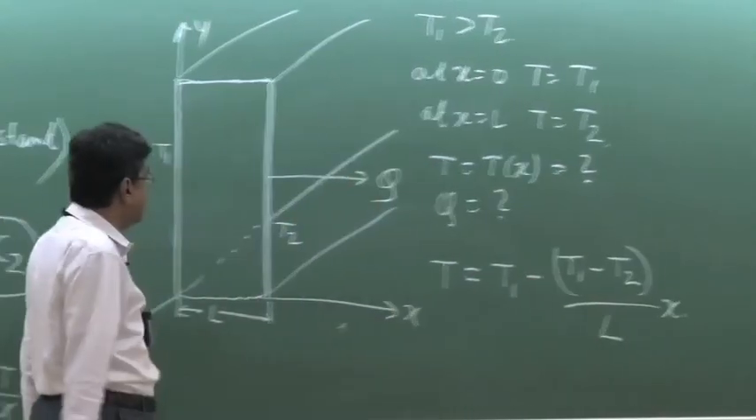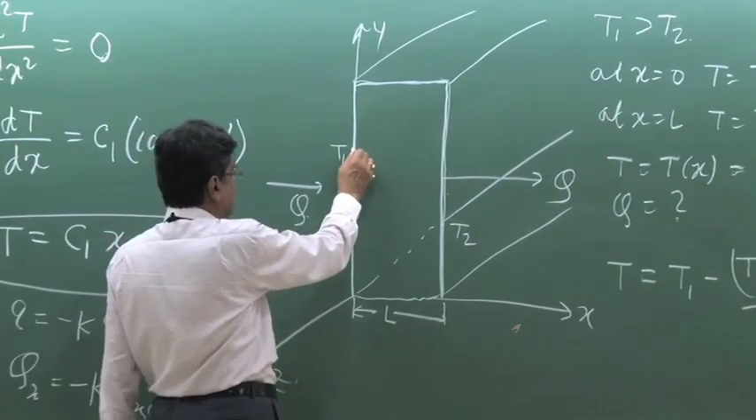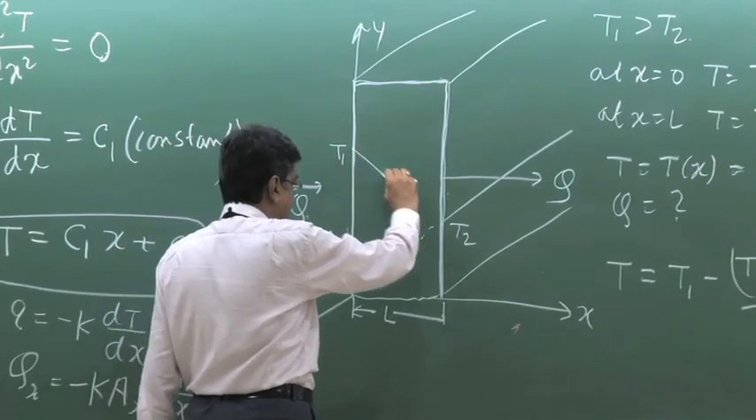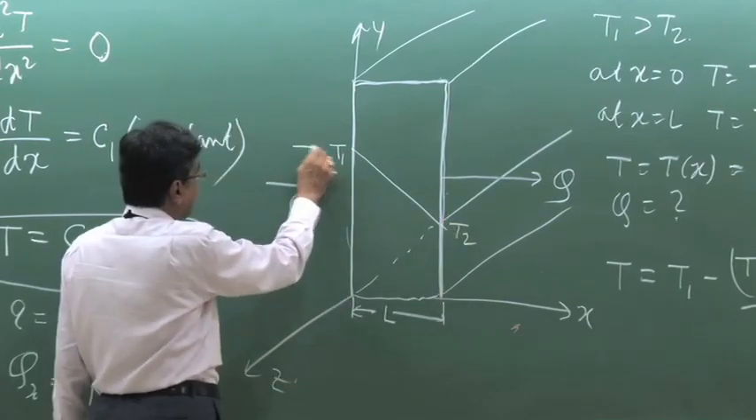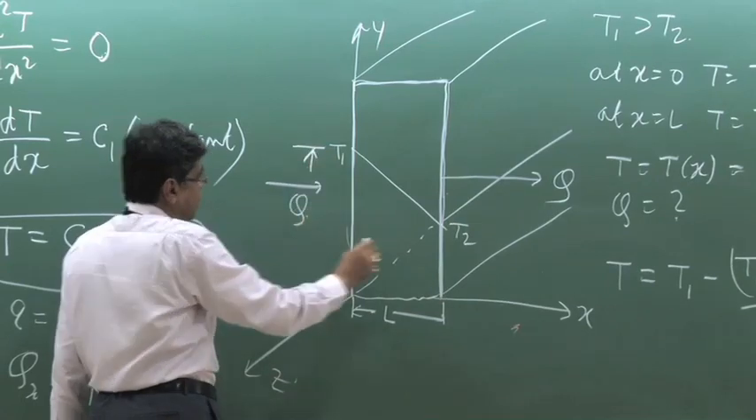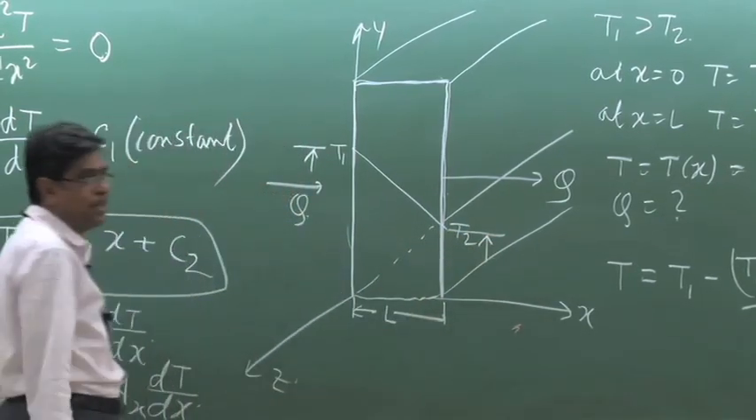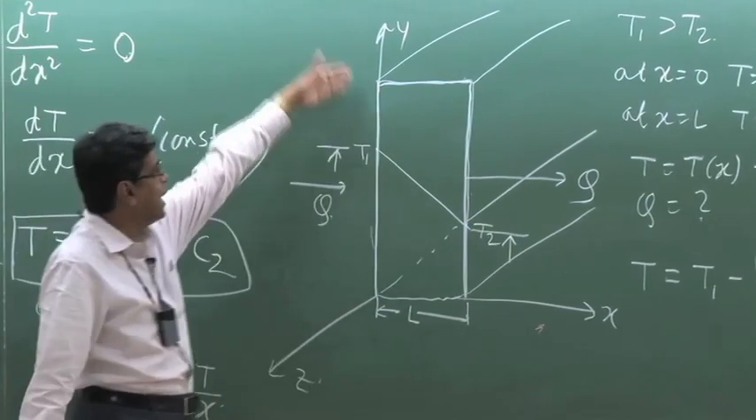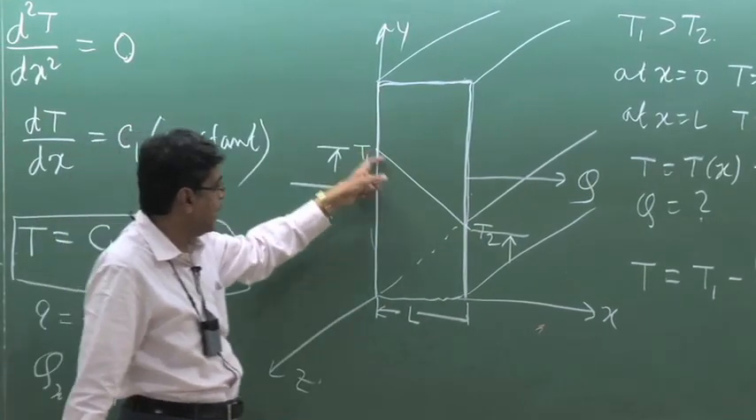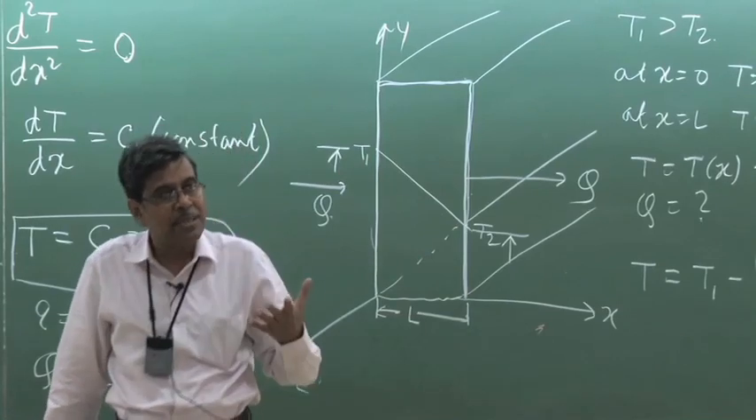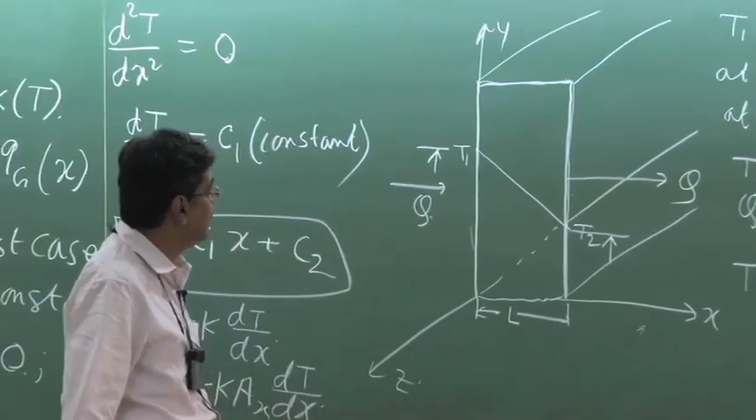That means this is a linear temperature distribution with a negative slope. I can express this like this if I represent with some scale the T1 and T2 like this. That means if I take this ordinate as the temperature scale, I can show a linear distribution. That is a negative slope which is given by this.